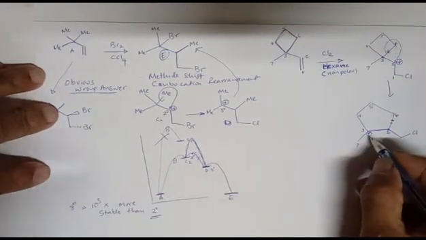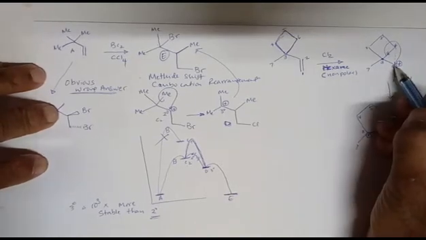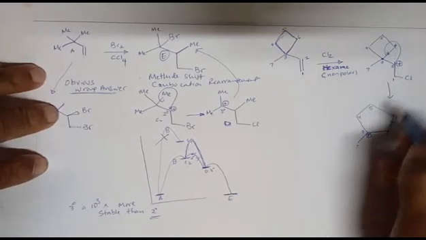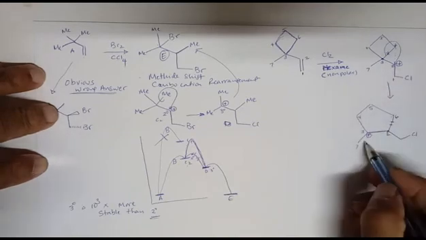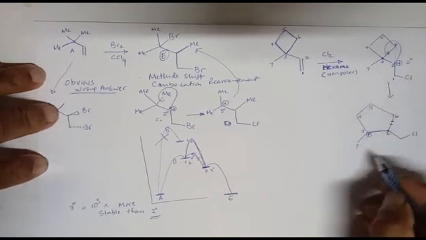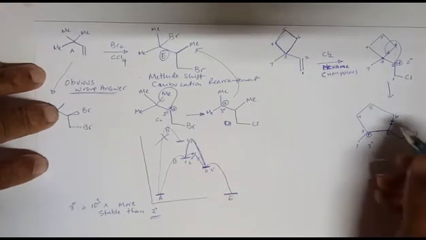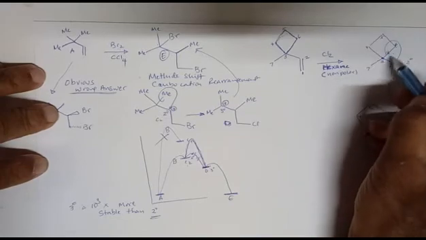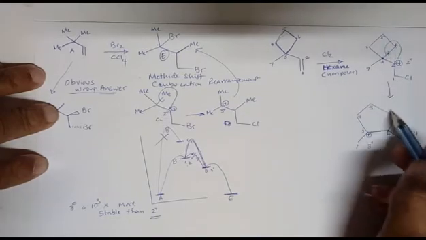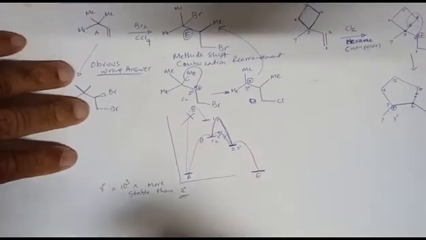Okay? Now, what is the reason? What is the driving force for this? You went from secondary to tertiary. This was a secondary carbocation. This is a tertiary carbocation. So that's one advantage. On top of that, ring strain is reduced going from a 4-membered ring to a 5-membered ring. Ring strain is enormously reduced.